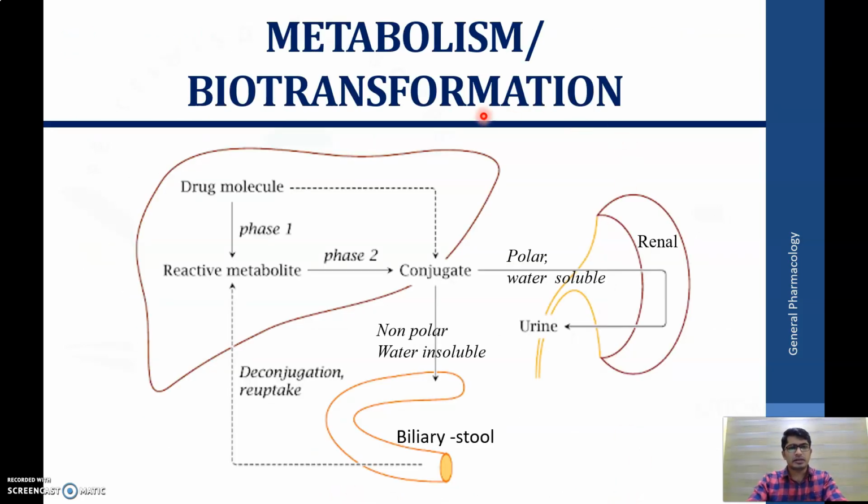So this is the metabolism of drug molecules. After the phase 1 reaction, it may form reactive metabolites, or it may be directly conjugated with some conjugates. After the reactive molecule, it may undergo deconjugation and reuptake and be excreted in bile. After phase 2, it will be conjugated and converted to polar water soluble compounds which will be excreted through the urine, and non-polar, water insoluble compounds will be excreted through the feces through biliary action.